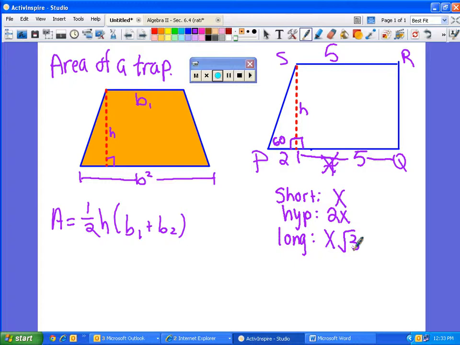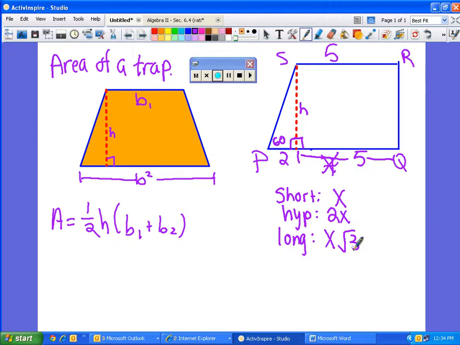I have a question. Why do you put 2 where the one is? Because that's the relationship. No, x is the short side. Okay, so which side of that triangle do we know? The short side, the hypotenuse, or the long side?